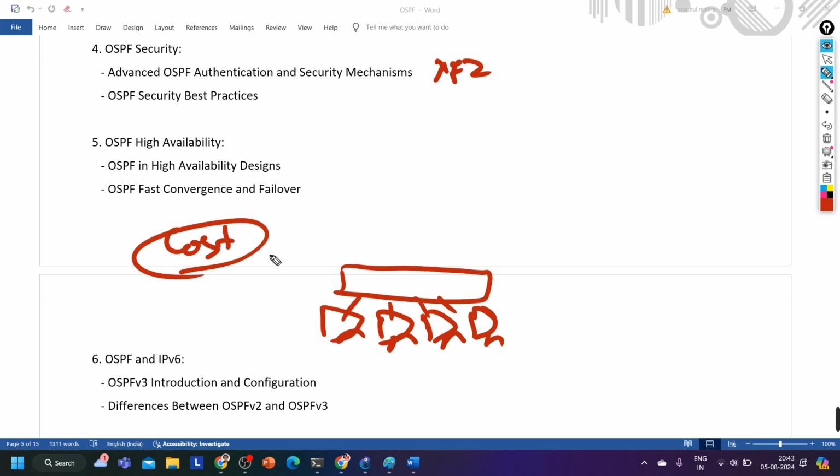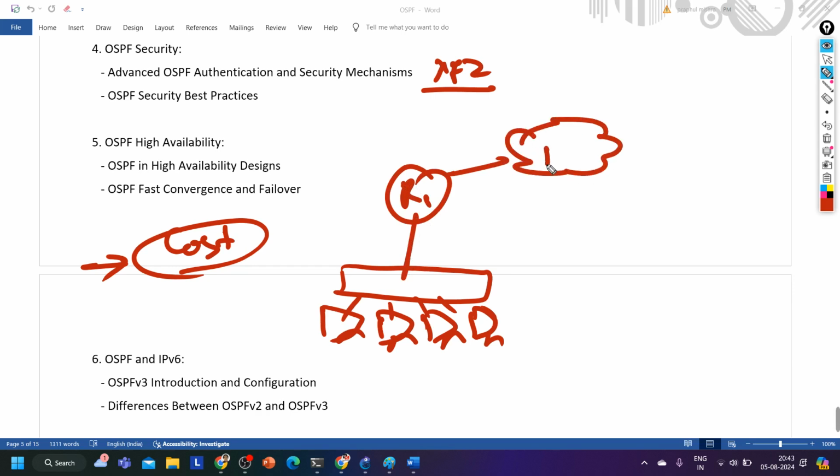This company is not interested in investing lots of money in their network infrastructure, right? So for this company, availability is not the priority. Priority is cost. This company can manage network downtime, right? So here I can use a single router and connect it to the internet. Still we have an issue: if the ISP goes down, these users cannot access the internet. But as for this company the priority is cost, this company can manage it.